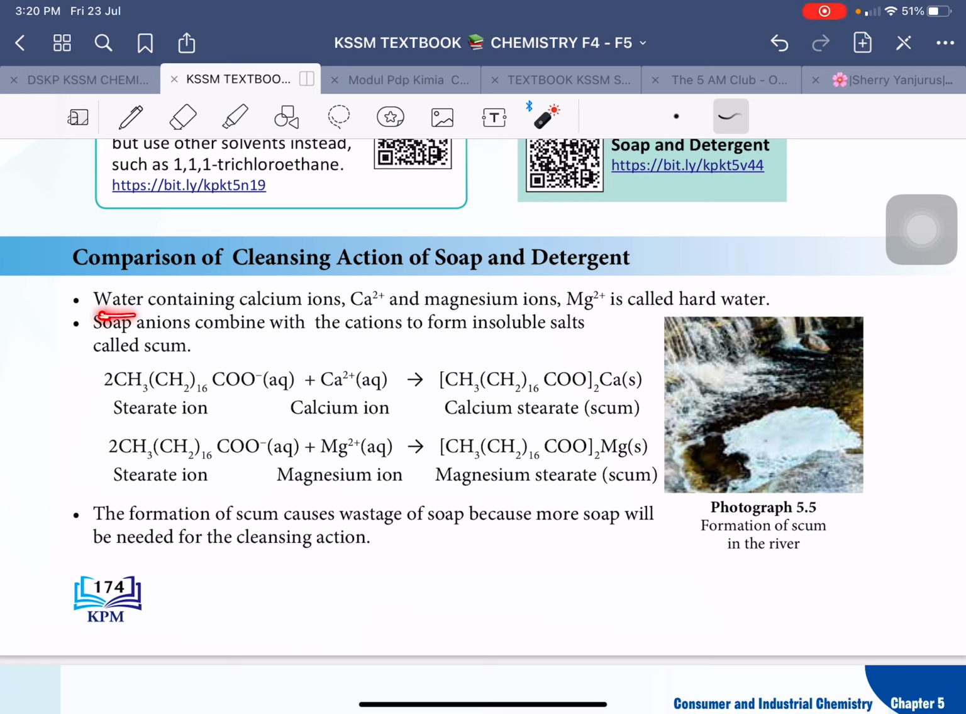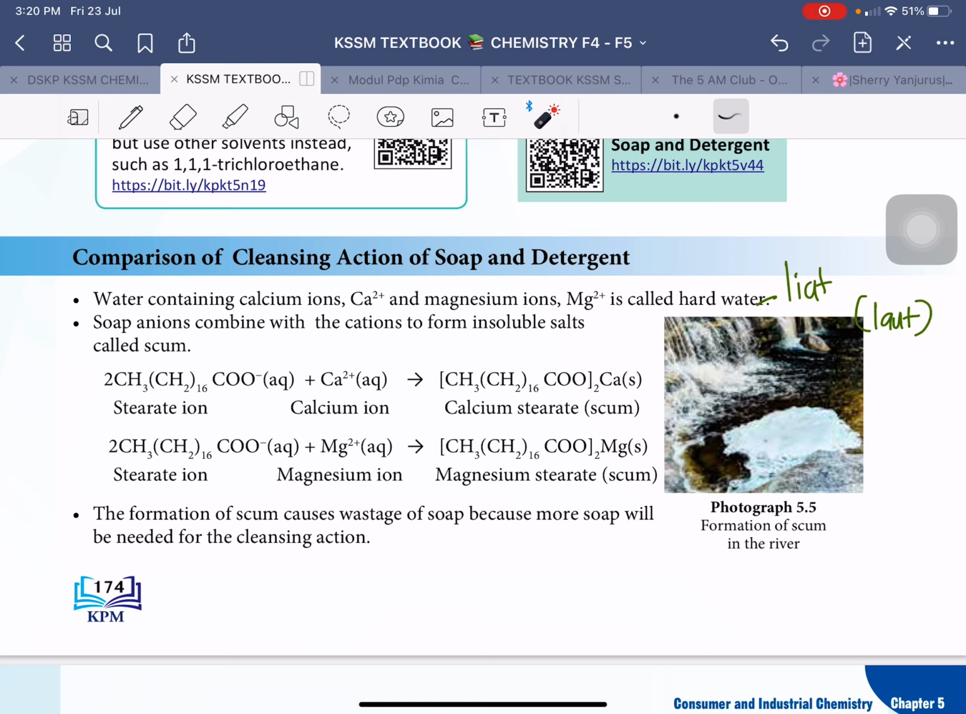Okay, water containing calcium and magnesium ions is called hard water. Ada jenis air, ada ion-ion calcium dan ada ion-ion magnesium, and this type of water is called hard water. Di mana kita boleh jumpa hard water? Air laut. Air laut kan ada garam. So Ca and Mg dalam air, itu air dipanggil hard water, air liat. In bahasa Melayu, it is called air liat. Sumbernya adalah air laut.